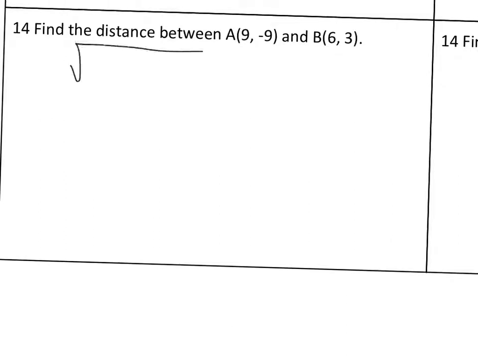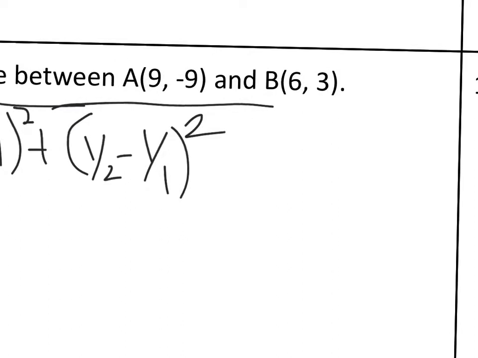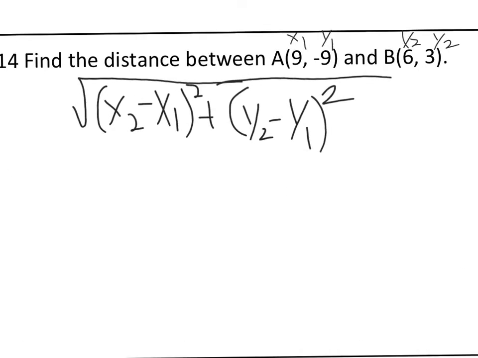You need to pull up your distance formula, which is just x2 minus x1 squared plus y2 minus y1 squared. And all that's under a square root sign. So let's label our x1, y1. It's just the first point you read. And label our x2, y2. That's the second point you read. And let's just plug those numbers into the formula.